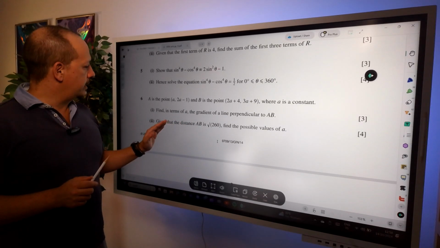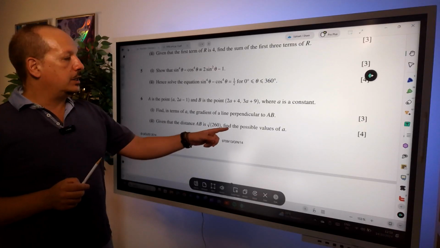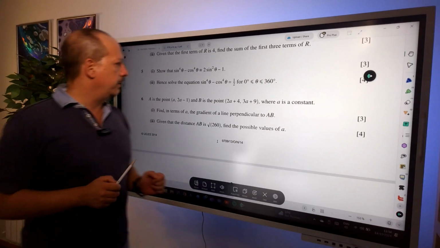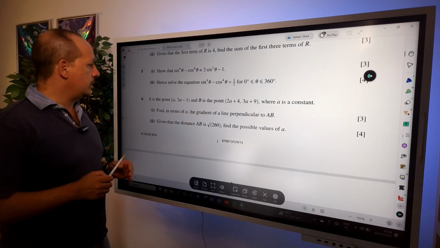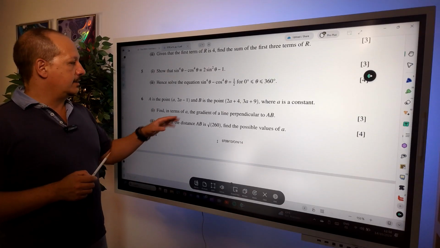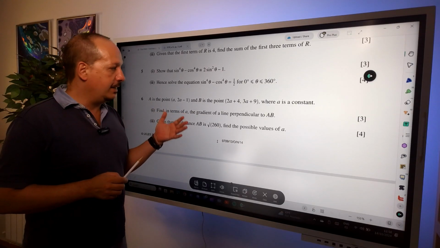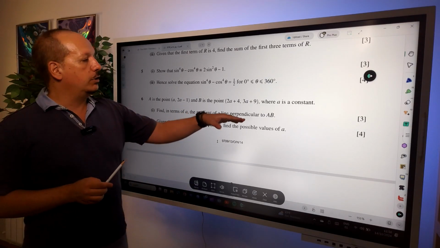And the second question is, given that the distance AB is square root of 260, find the possible values of a. You have a total of 7 points available for this question. Let's look at the first part. First, again, you need to get the gradient in terms of a, so your answer will have a in it. And the gradient is of a line that is perpendicular to AB.